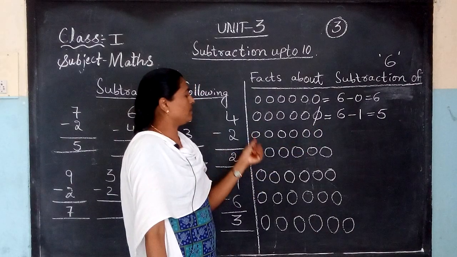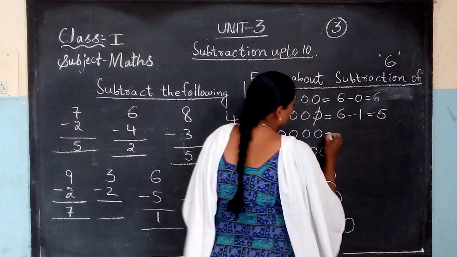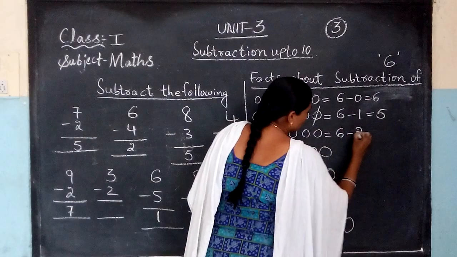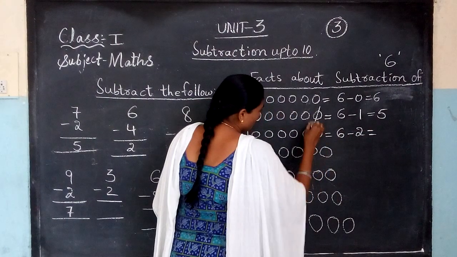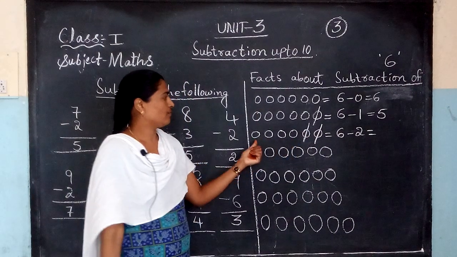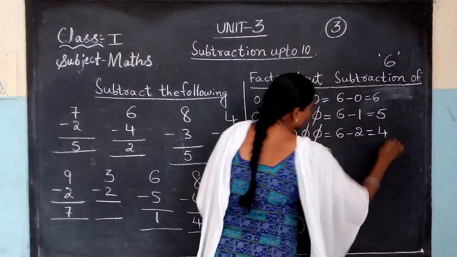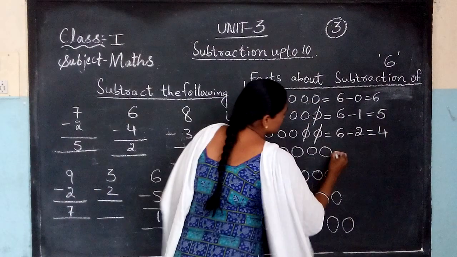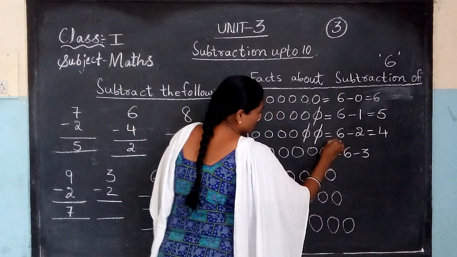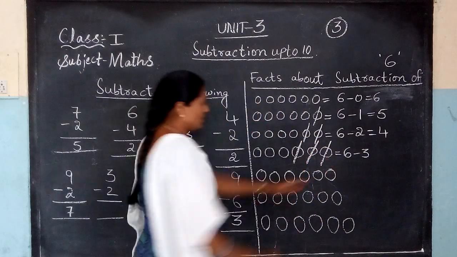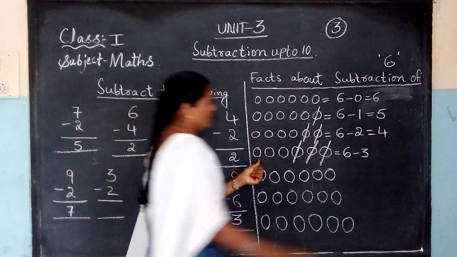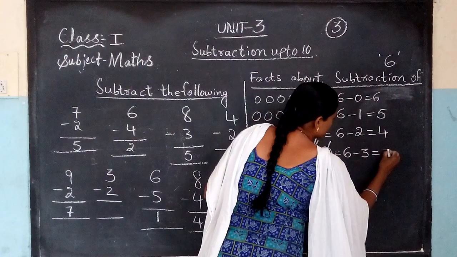Next one, how many circles are there? 6. From this 6, you have to take away 2. How many are remaining? 1, 2, 3, 4. What did you get? 4. Next, total how many circles are there? 6. You have to take away 3. 1, 2, 3. If you take away 3 from 6, how many are remaining? 1, 2, 3, which is equal to 3.